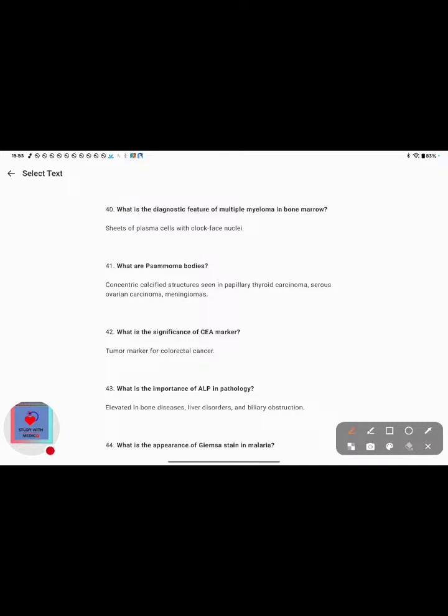Okay, what are Psammoma bodies? Psammoma bodies are seen in papillary thyroid carcinoma, serous ovarian carcinoma, and meningiomas. So these are seen in three things: papillary thyroid carcinoma, serous ovarian carcinoma, and meningiomas. Remember it like PSM: papillary thyroid carcinoma, serous ovarian carcinoma, and meningiomas.